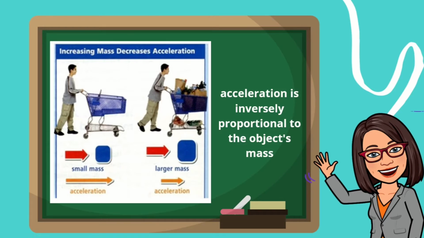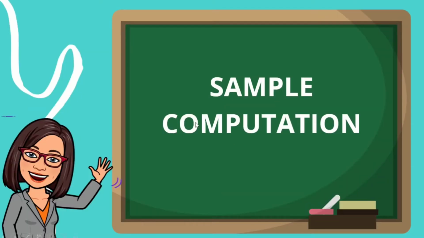Common sense will tell us that mas mabigat na bagay, mas mahirap pagalawin. Whereas, smaller mass, greater acceleration. Dahil mas madaling itulak yung bagay na magaang. So let us have a sample computation.